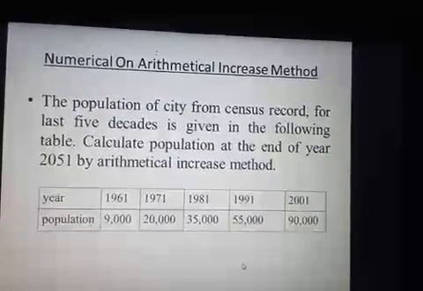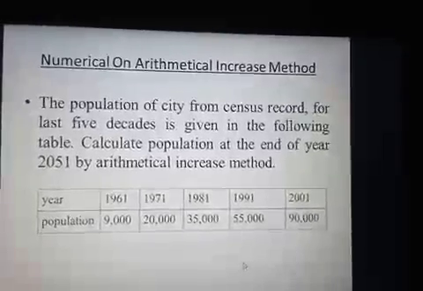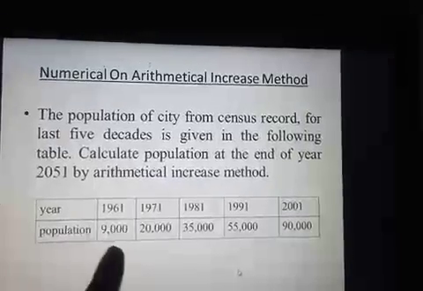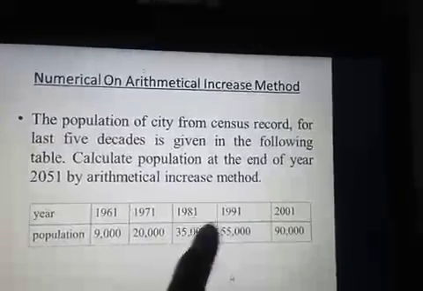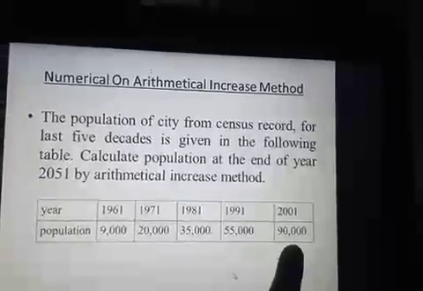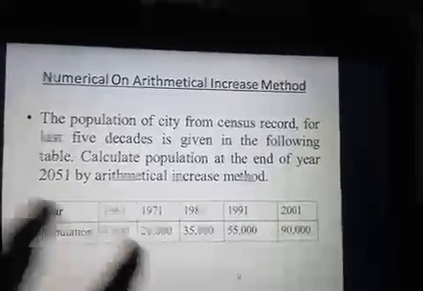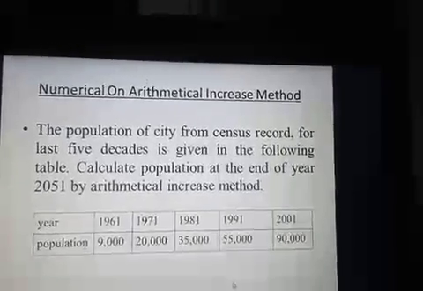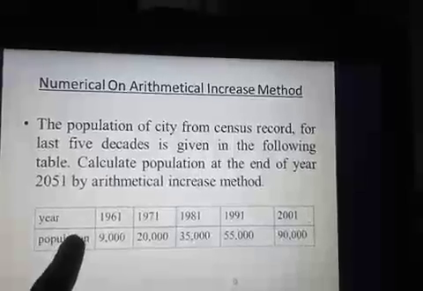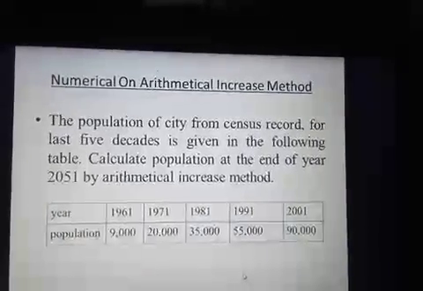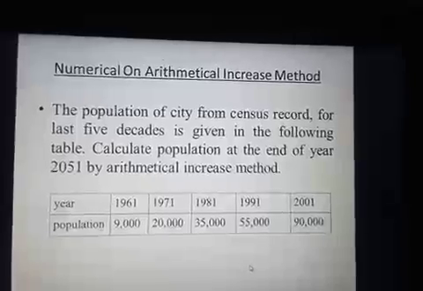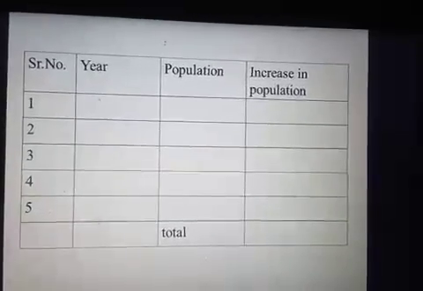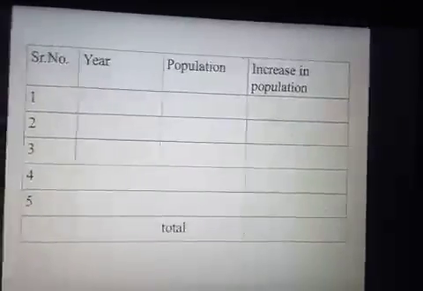Now in the numerical, a total of 6 columns are given: column number 1, 2, 3, 4, 5, 6. To convert it into rows, one additional row is required. The columns are 6, so the rows required are 7. Only add one extra row. In this numerical we require a standard table.